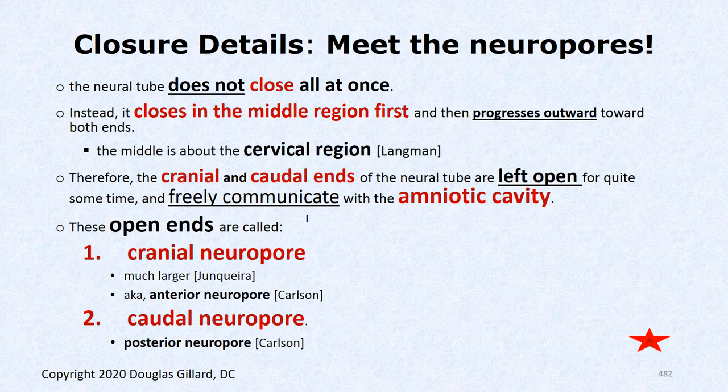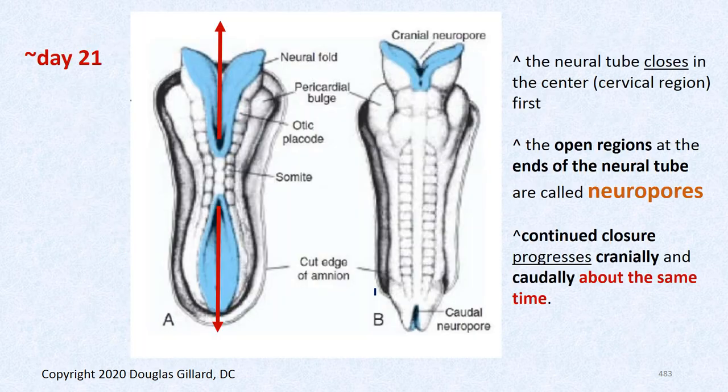The open end at the cranial end, the cranial neural pore, is much larger. It's also called the anterior neural pore. Why anterior when it's cranial? Because it's going to bend. We have folding starting in week four now, so it's going to be bent under as well. The caudal neural pore is also called the posterior neural pore. All right, so there's where we are right now. But as week four goes on and these somites start popping up, this thing's going to zip up like a zipper in both directions.